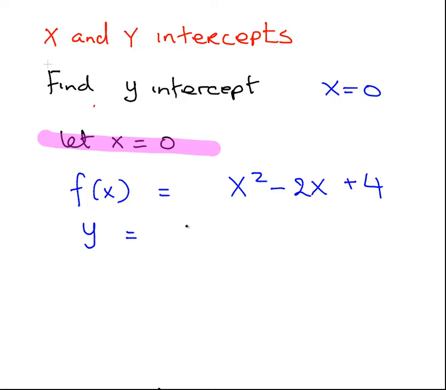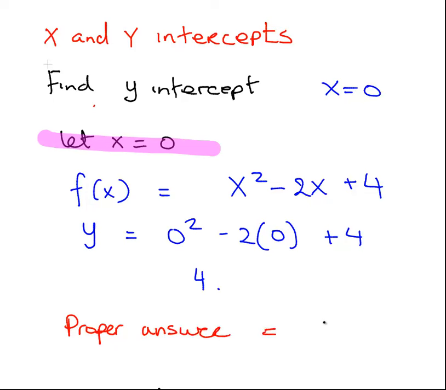So the y component of our answer is going to be 0 squared minus 2 times 0 plus 4, so it's 4. Now, that is not the actual answer. y equals 4 is actually a line. The proper answer is (0, 4). That's the name of the point.